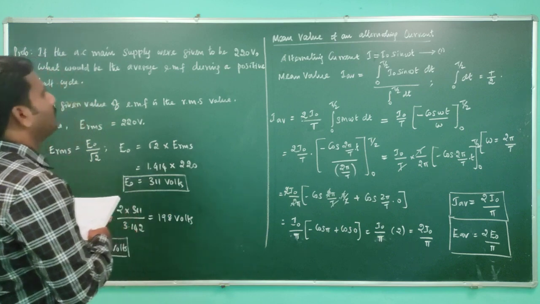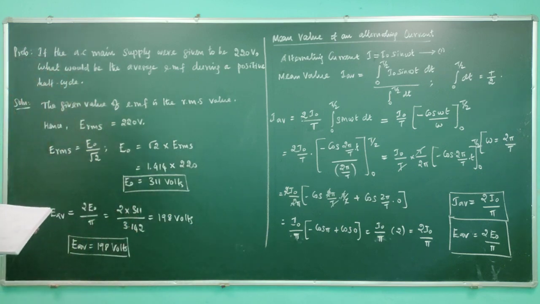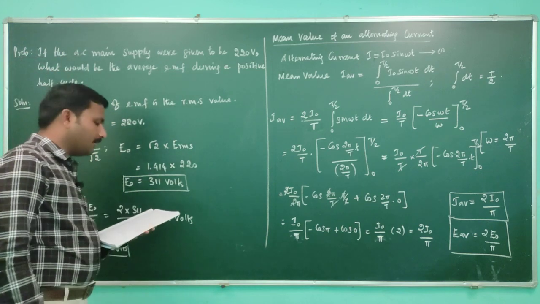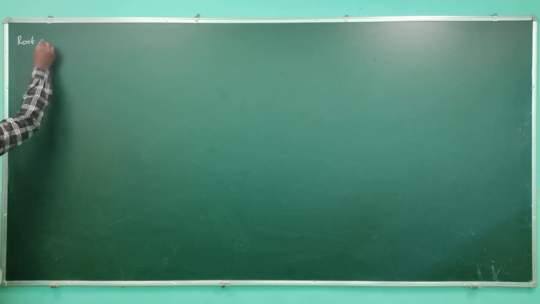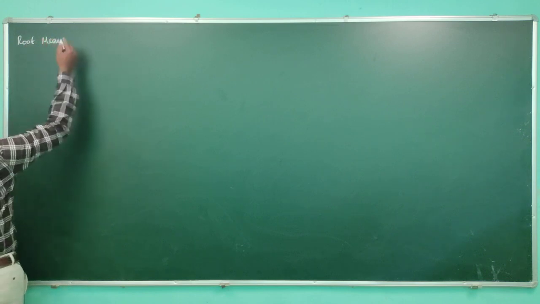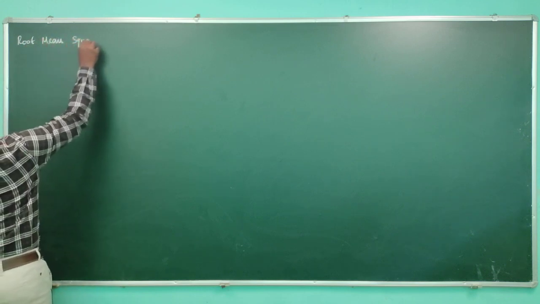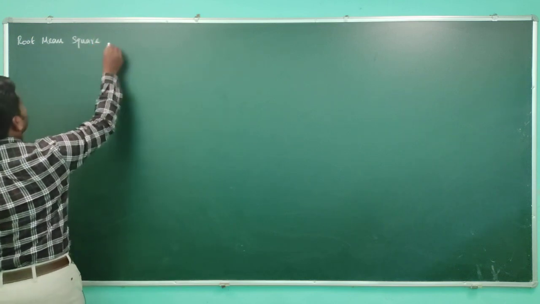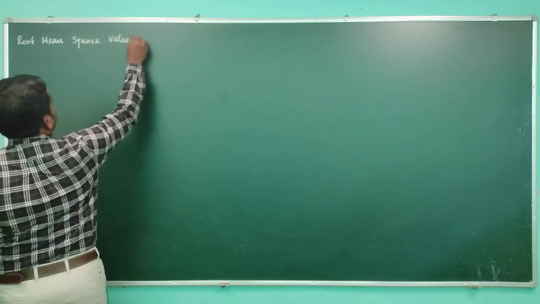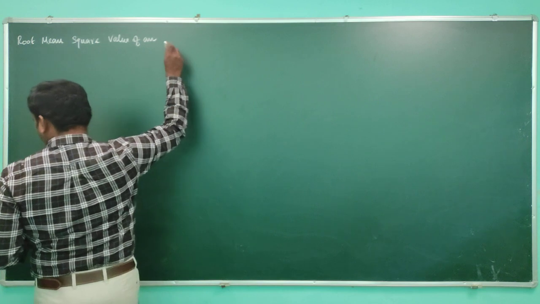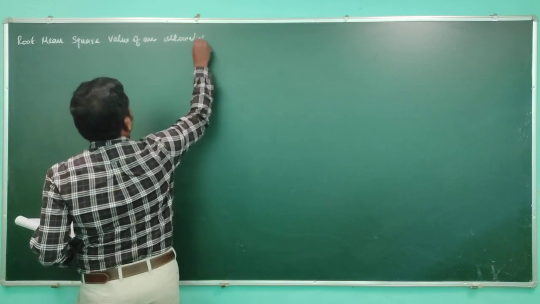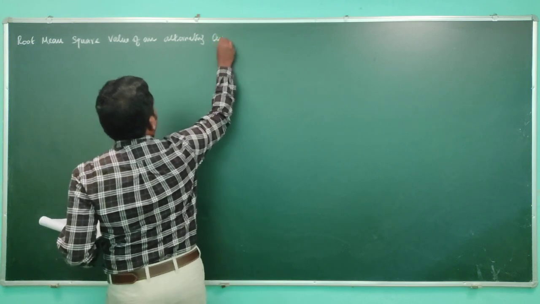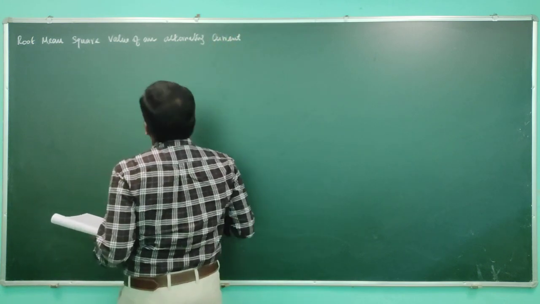And the third topic of today's lecture is the root mean square value of an alternating current. Let's see that.